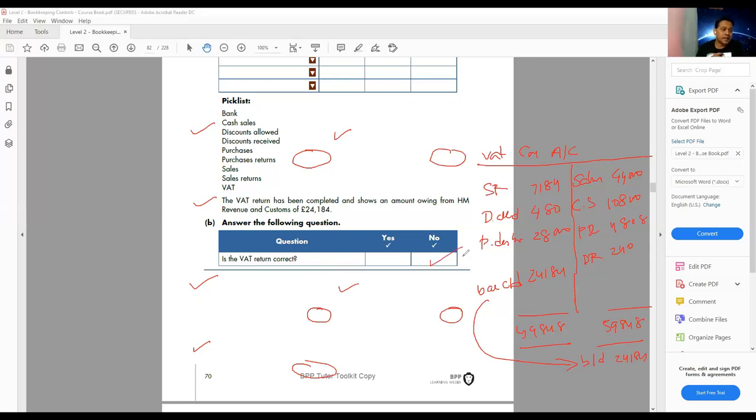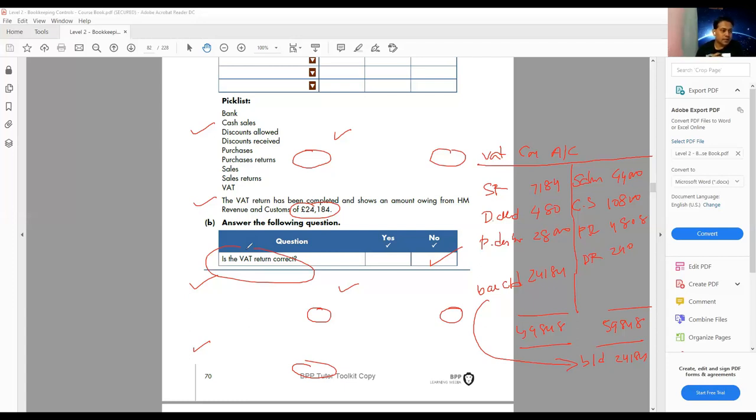Yes, that's true. But the question is just asking you so that you quickly look at the figure and say, oh, this is a yes. This is the reason. Sometimes students know the figure, and that means they don't read the whole question. They just see the figure and say yes. Because the question said, is the VAT return correct? And you said, oh, I know the figure, it is 24,184, so this is yes.